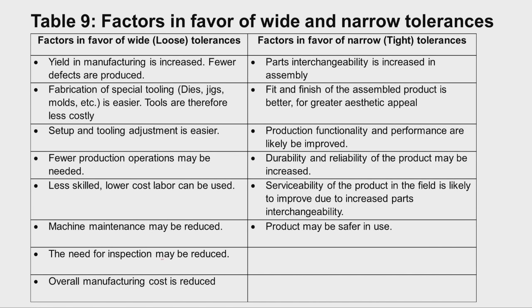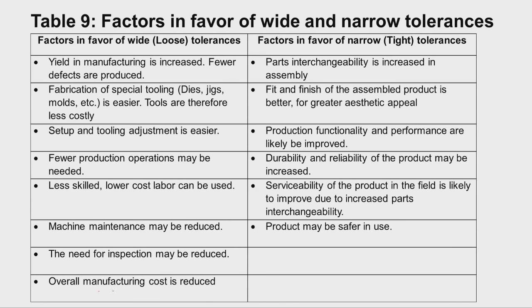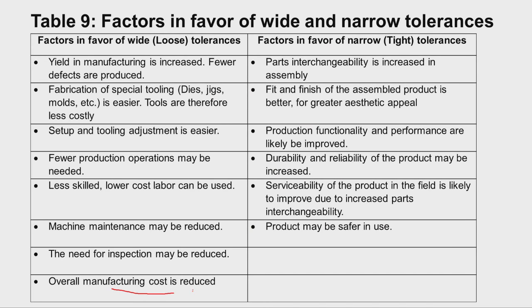If the tolerances are wide, we can use semi skilled operators, so that the labor cost will be less, and also the machine maintenance will be reduced, and the cost of inspection will also be reduced. The reason is we can use normal measuring instruments, and if we provide very tight tolerances, then we have to go for very fine precise measuring tools. So, investment on inspection cost will increase if we have tight tolerances, and then overall manufacturing cost is reduced. The reason is not so precise machines can be used, semi skilled operators can be used, and the inspection cost will reduce. So, due to this, the overall manufacturing cost also will reduce.